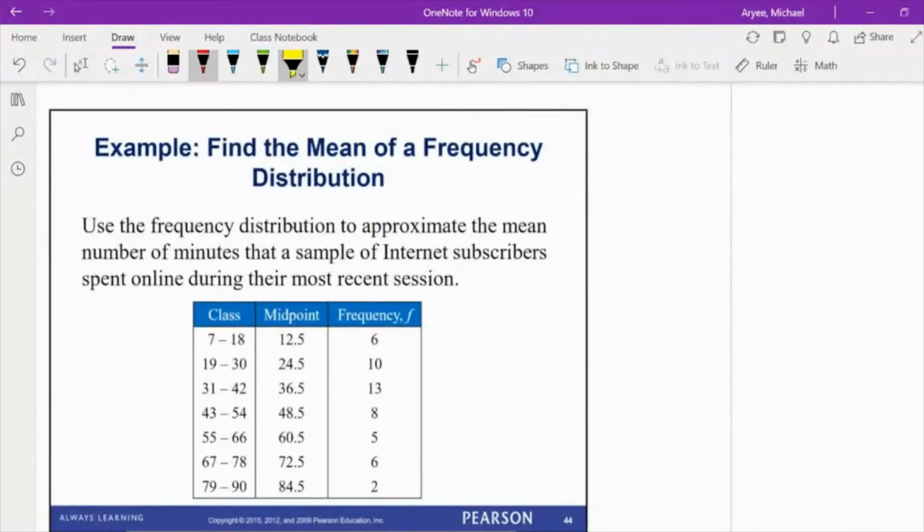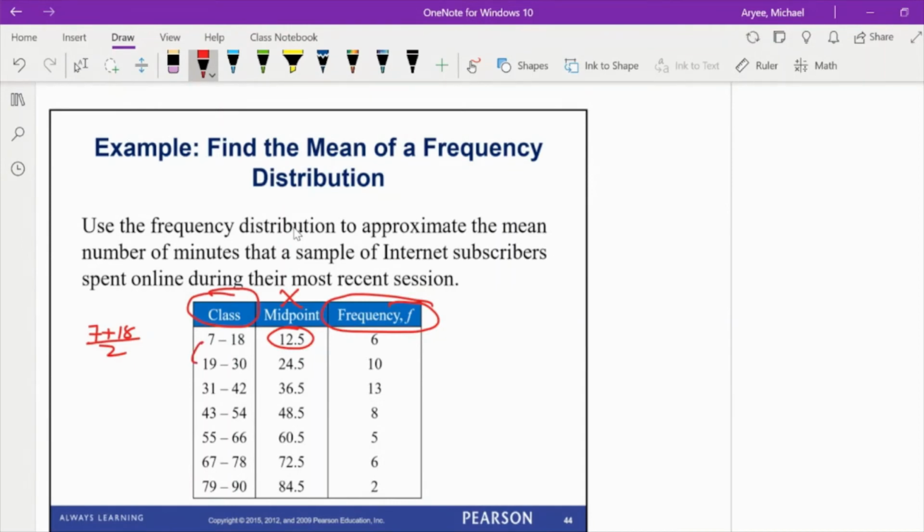For most practical situations, you're only going to be given the class and then the frequency. Usually they will not give you the midpoint, so you've got to come up with your own midpoint, right? How do we do the midpoint? We're going to say 7 plus 18 over 2. That will give you 12.5.